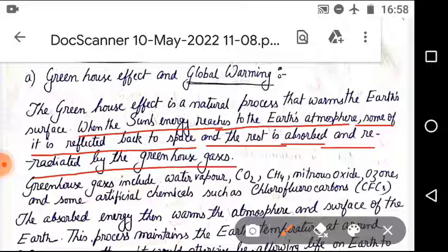These gases trap the sun's energy when it is coming towards the earth. Not all of the energy is absorbed, but most of the energy is radiated out into the space in the form of infrared radiation. In the form of infrared radiation, it is reflected back to the space. The rest of the energy is absorbed, and again re-radiated by the greenhouse gases.